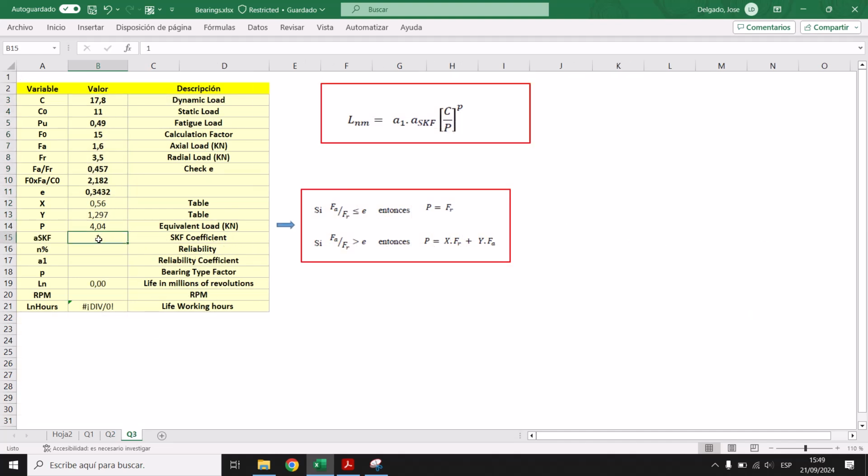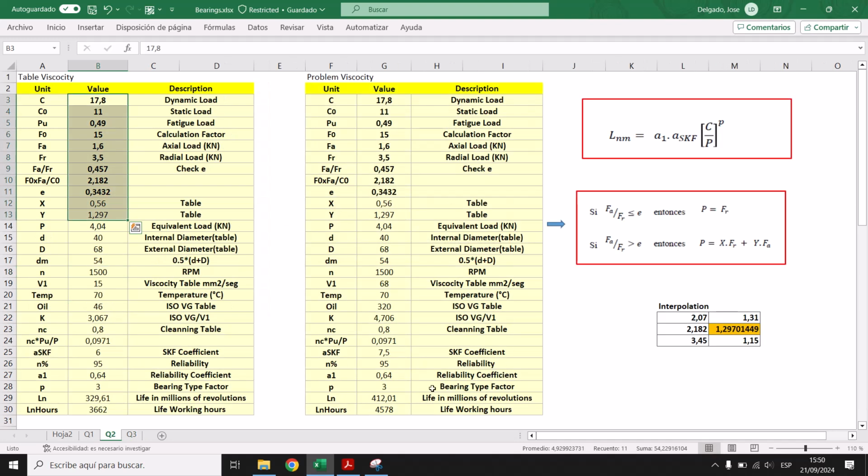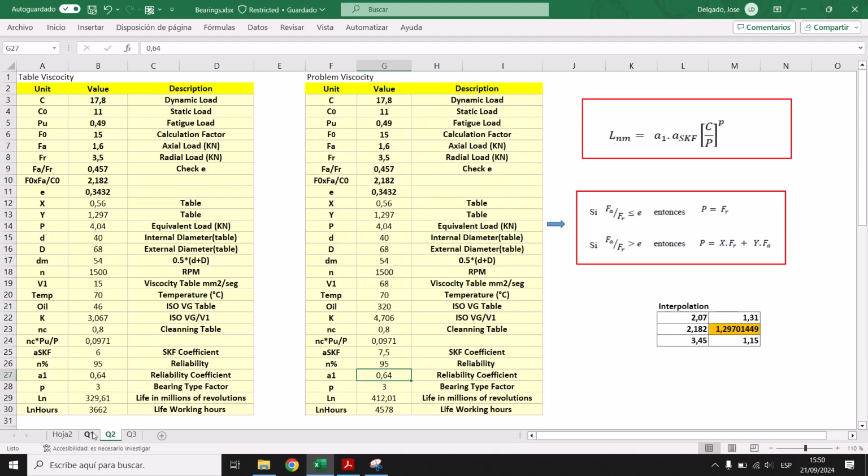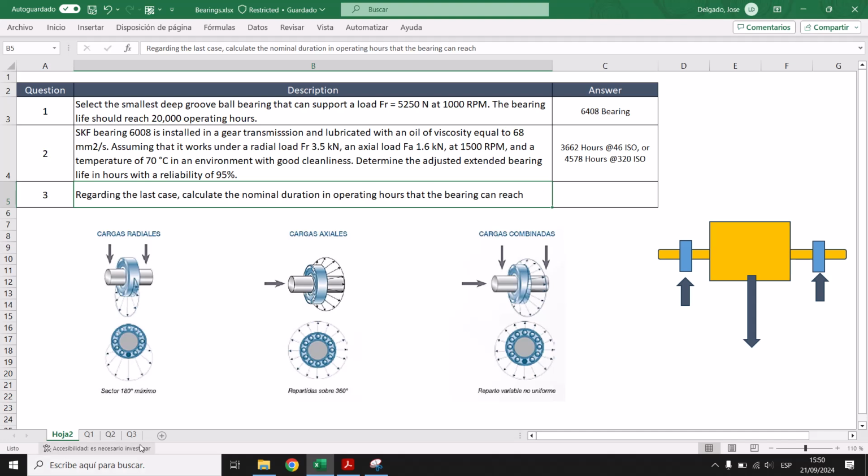So with this, you should put now reliability, which is the same as the last, 0.64, if I remember. The bearing type factor is a ball bearing, so that's the reason why we are using 3. Service million of revolutions is the same equation that we have here. Now the RPM is in a different position, but we have 1500. As you can see, with the conversion, our service working hours is gonna be 610 hours, just for the same bearing in the same case, but with just a nominal duration. So our answer is gonna be 610 hours.